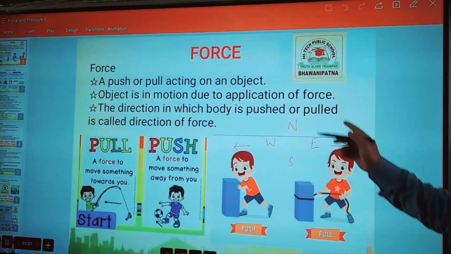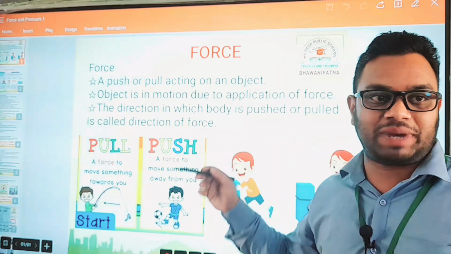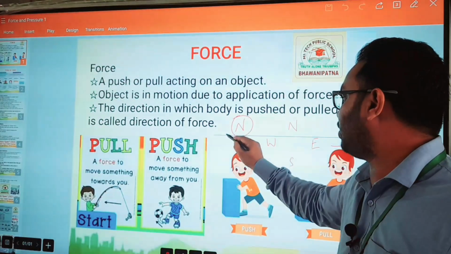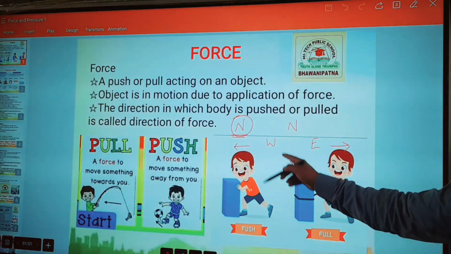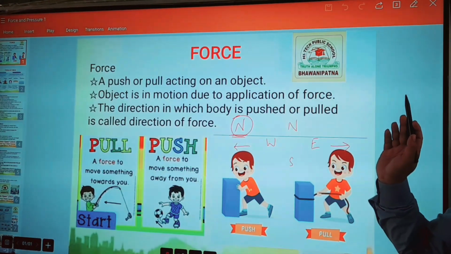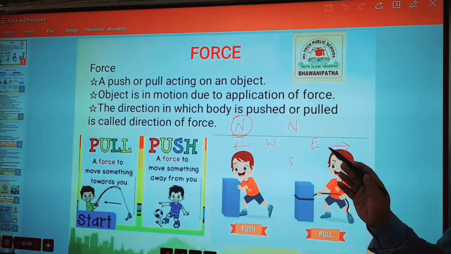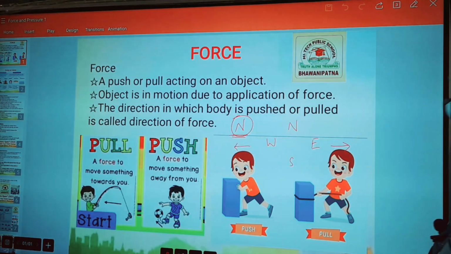That means force we express in Newton. Newton is the unit to express force. And along with the direction we are going to express it. Complete? Yes, sir. Now next slide.